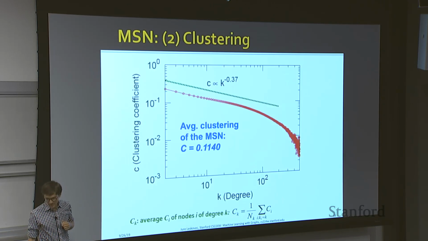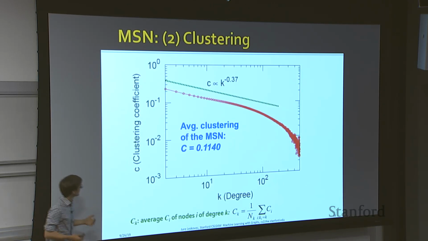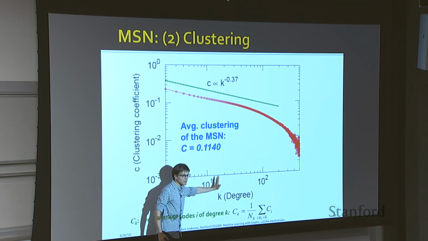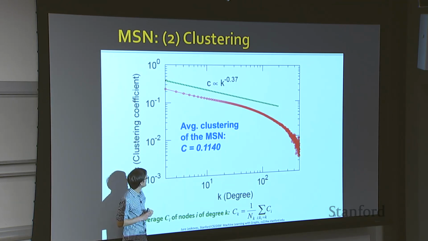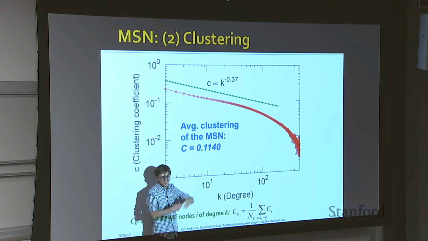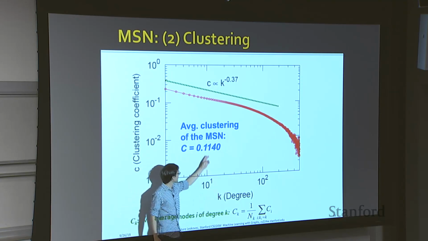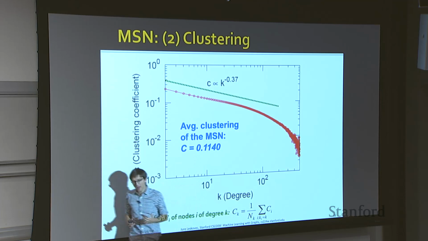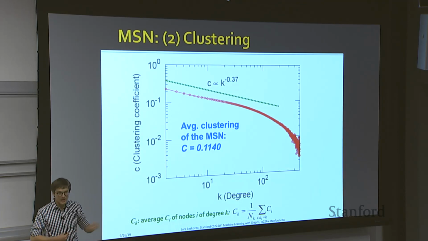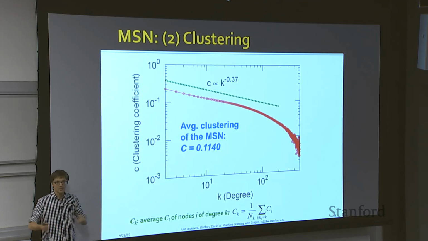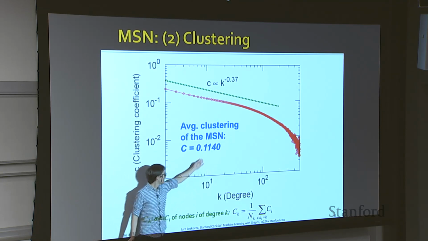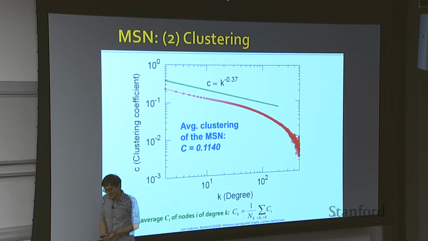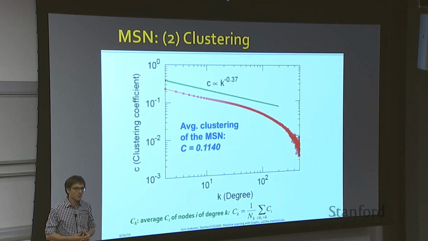So in terms of clustering coefficient, here I'm plotting for every degree the average clustering for the nodes of that degree. But if you compute the average clustering over the entire graph, the clustering is 0.11. So about 10% of one's friends know each other, or are connected to each other. Right now, it's not clear whether this is big or small, impressive or not impressive. It's just a number, 0.11.